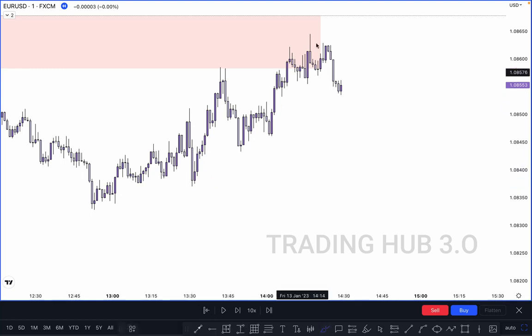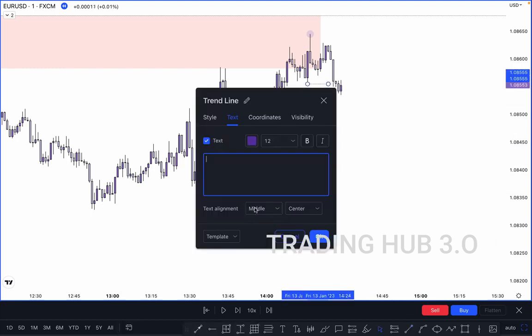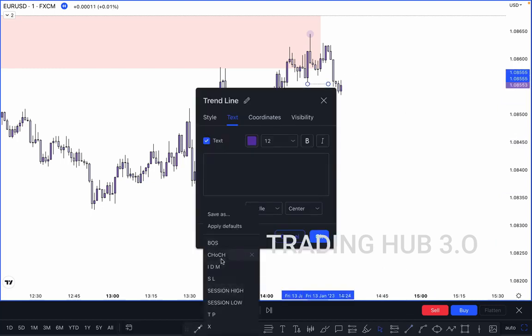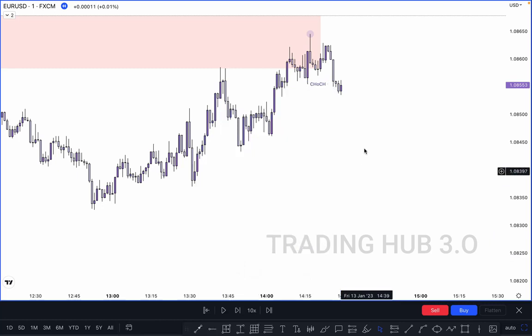And on the next attempt, finally the market broke this high, and this low is a change of character because this one is our highest point at this point. This one is our highest high, right? And after this, this becomes our valid change of character because the market has taken out the liquidity, and after taking out the liquidity, this one is our change of character.